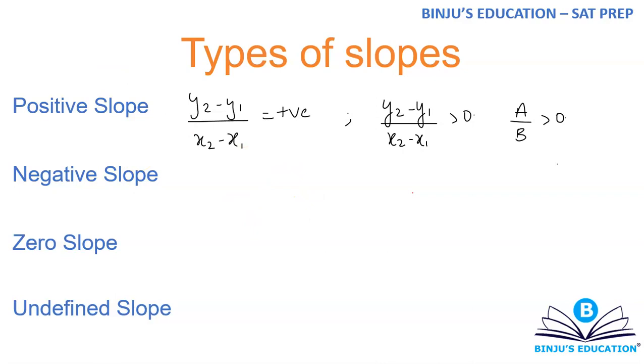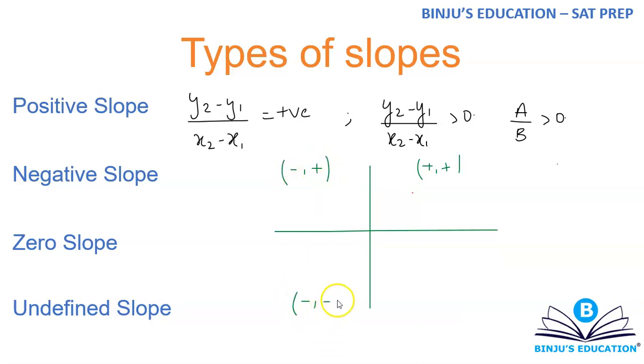If you go through the basic lecture of coordinate geometry, you would find this, that in the first quadrant both x and y are positive. In the second quadrant, x is negative, y is positive. In the third, both are negative. And in the fourth, x is positive and y is negative.